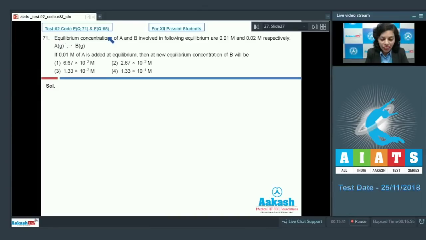Question number 71. Equilibrium concentrations of A and B involved in the following equilibrium are 0.01 molar and 0.02 molar respectively. And what is the reaction that's taking place here? It's A getting changed into B. It means equilibrium is there. And if 0.01 molar of A is added at equilibrium, then at new equilibrium the concentration of B will be.